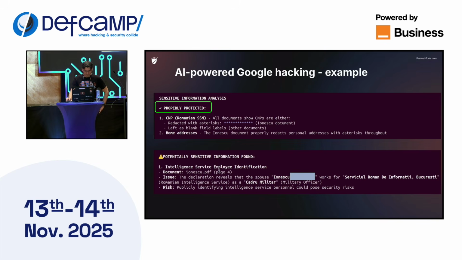But after reading, actually, the files, some interesting piece of information came out. For instance, in this PDF file, it says that the declaration reveals that the spouse, Ionescu and something, works for Serviciul Român de Informații București as a military officer. And Claude tells us that there is a risk that publicly identifying intelligence service personnel could pose some security risks. Maybe he's right.